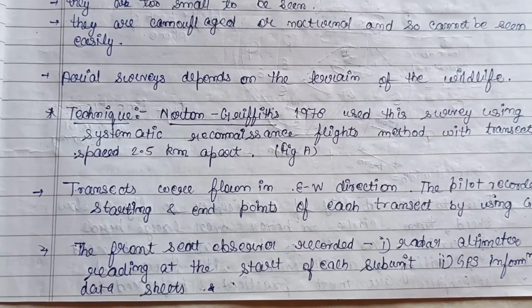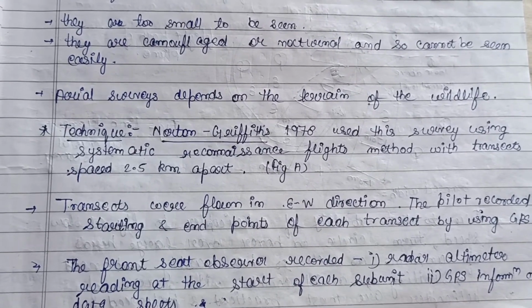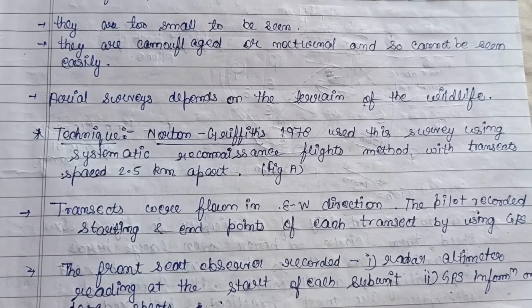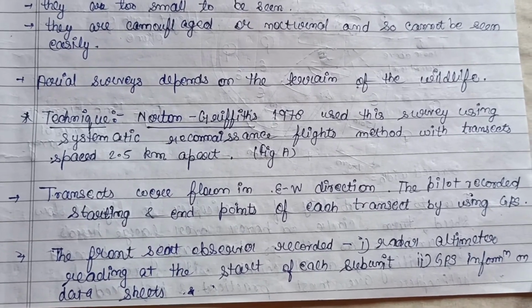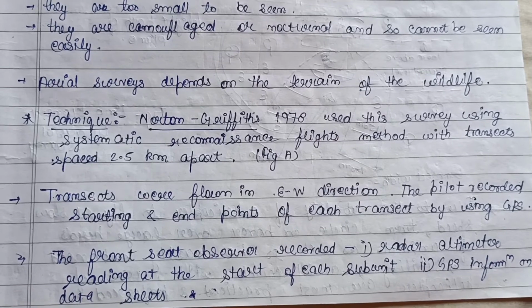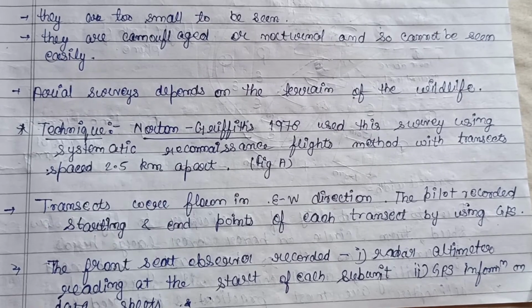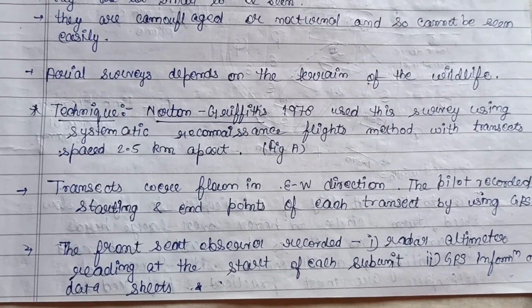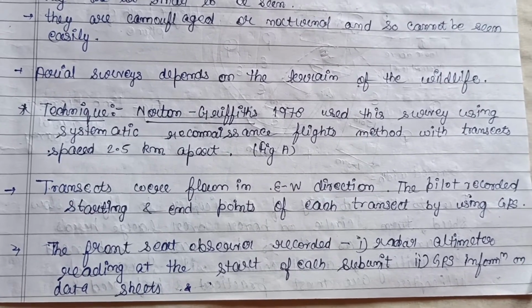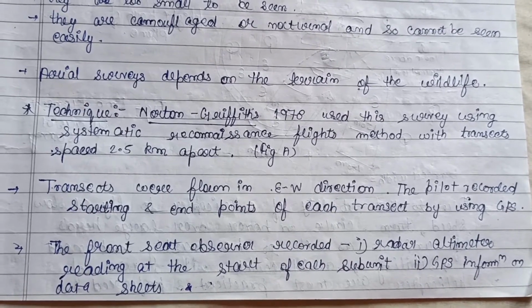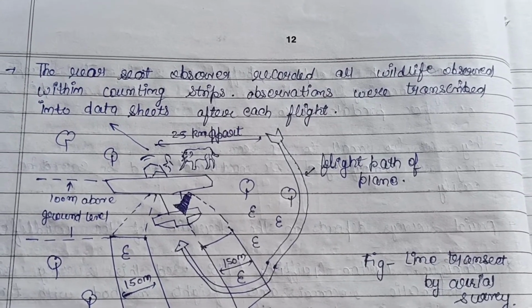So there are techniques for the aerial survey. Norton Griffiths in 1978 did this survey using the systematic reconnaissance flights method with transects spaced 2.5 km apart. The transects were flown in an east-west direction. The pilot recorded the starting and end point of each transect using the GPS, that is Global Positioning System. The front seat observer recorded the radar altimeter reading at the start of each subunit and the GPS information on the data sheets. The rear seat observer recorded all the wildlife observed within the counting strips.